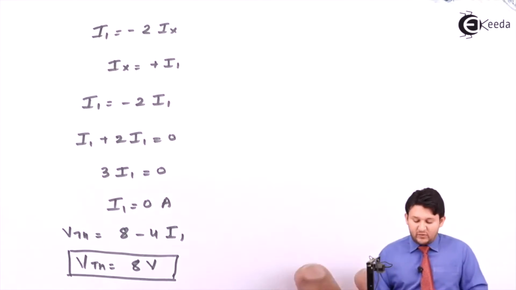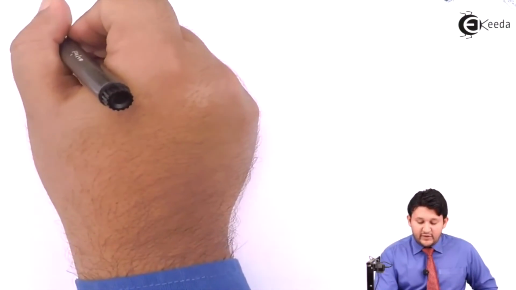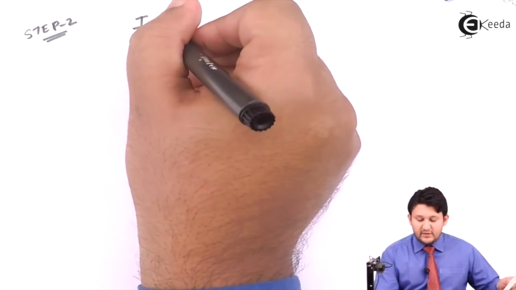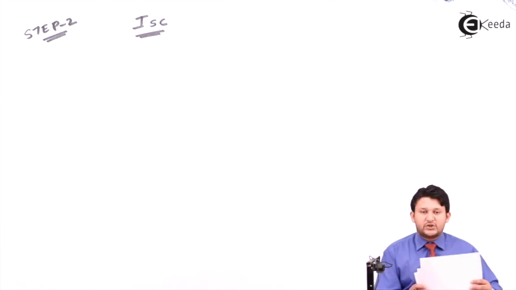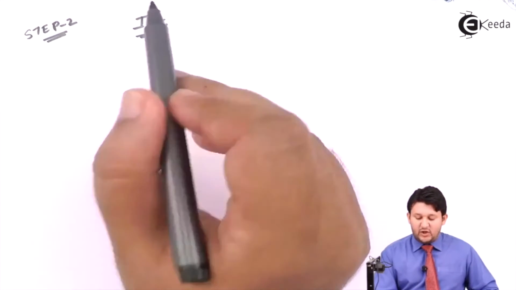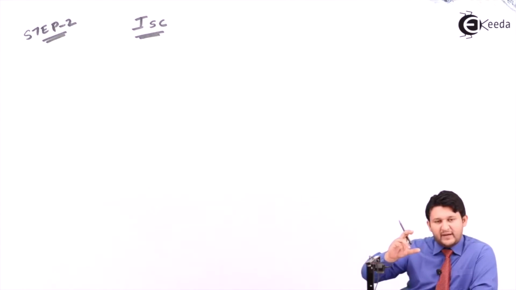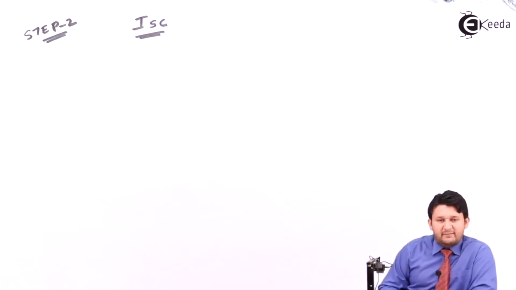Now let's go for step 2, my dear friend. Your step 2 says you need to find the short circuit current, which I say in short form ISC, short circuit current. So for finding short circuit current, the rule says that whichever the path you need to find the VTH, A and B, you just need to short that path A and B.